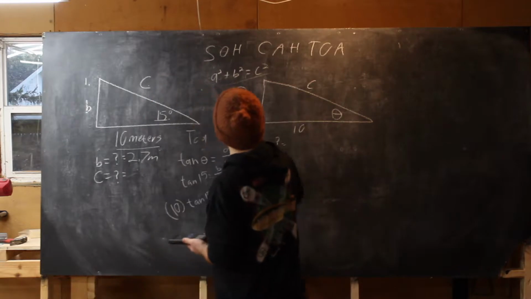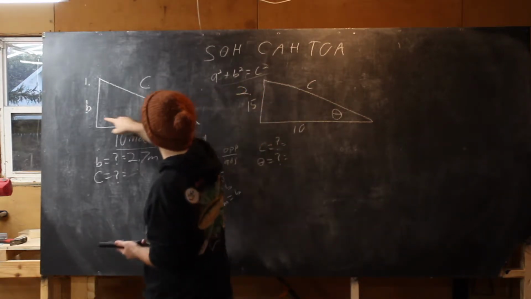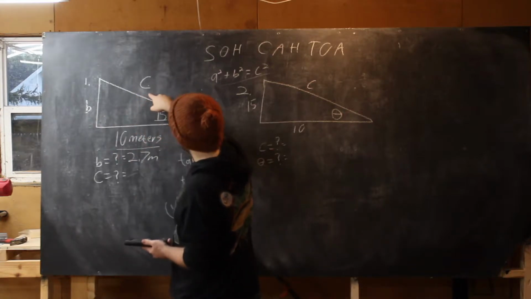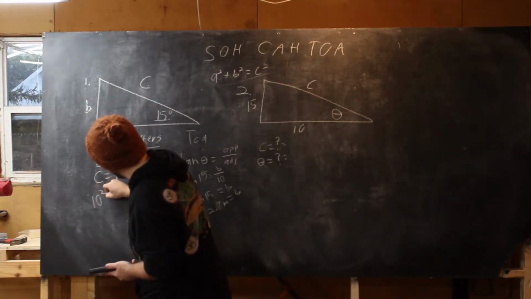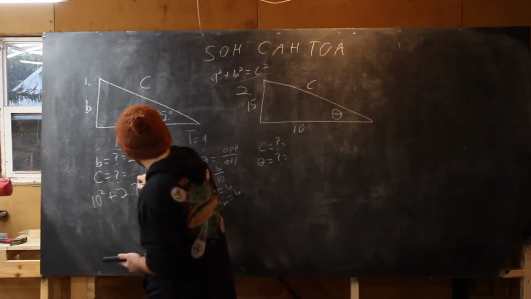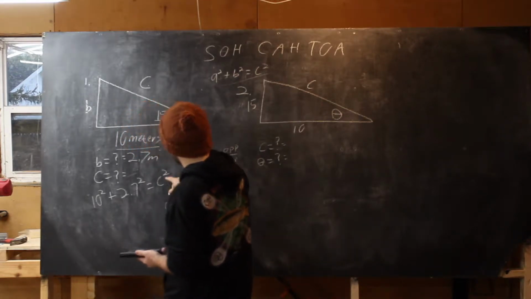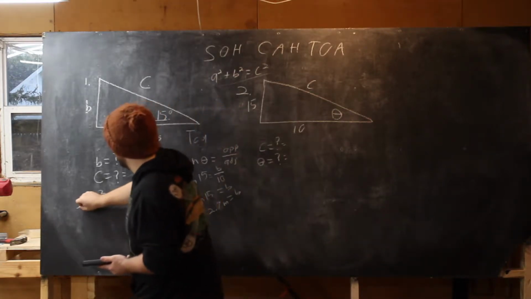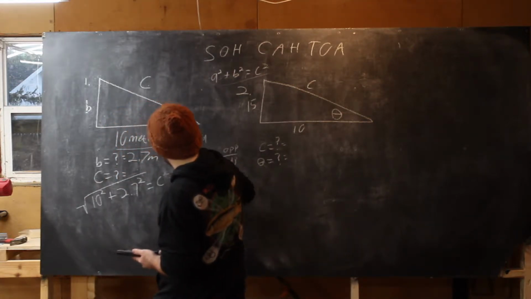So then I find C using the Pythagorean theorem. That's going to be A squared, which is 10, plus B squared, which is B, equals C squared. So A is 10, so 10 squared plus B, which is 2.7 squared, is equal to C squared. So the way I'm going to get rid of this square is I'm going to square root this whole thing. So I'll take care of that.